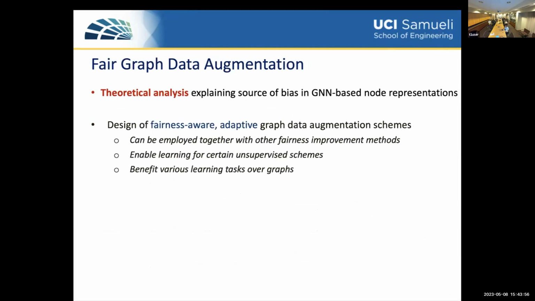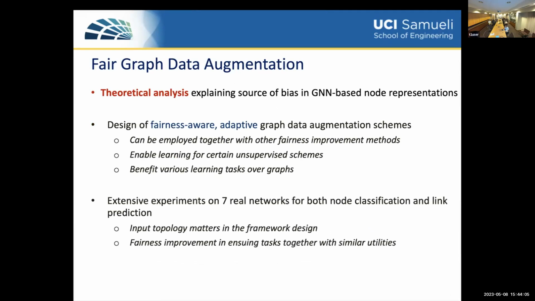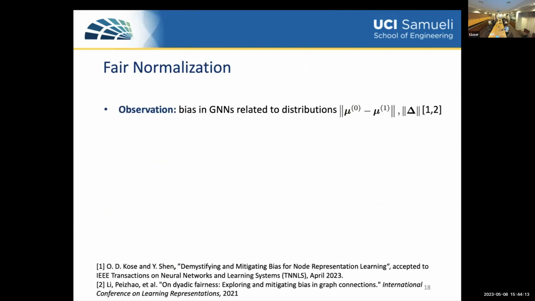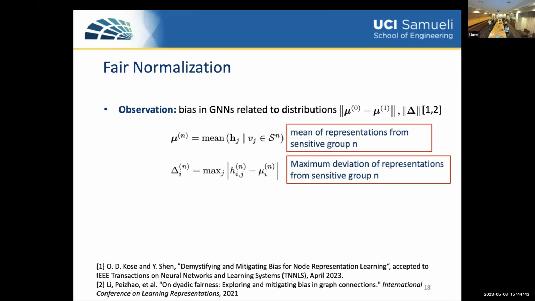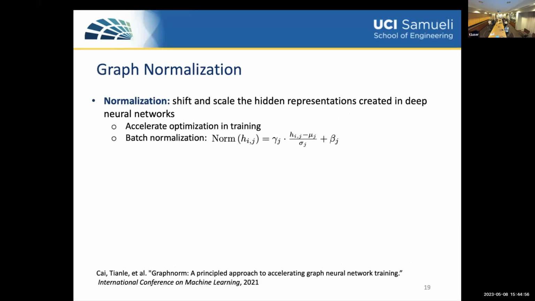Okay, just a brief summary: we designed a fairness-aware adaptive data augmentation scheme, provided theoretical analysis, and provided extensive experimental tasks. Next, the analysis says that distribution matters, namely the data distribution from each sensitive group. Previously, we augmented the data mainly on the graph structure side. Now, since the distribution of the two sensitive groups matters, the question is, can we directly shift the distributions to reduce this discrepancy? This motivates us to look at graph normalization.